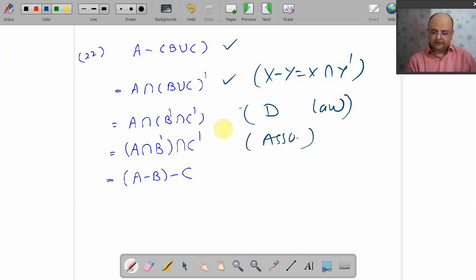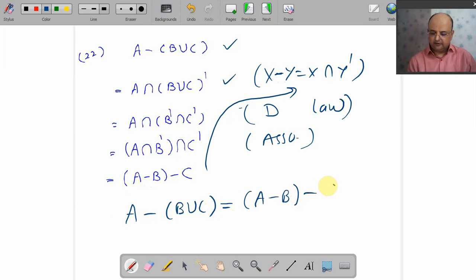And this is again this result. Yes, x intersection y dash is x minus y. So if you want to remove intersection and y dash, you have to go for minus, that is difference. So intersection and dash becomes minus. So you can say that a minus b union c equals a minus b minus c.